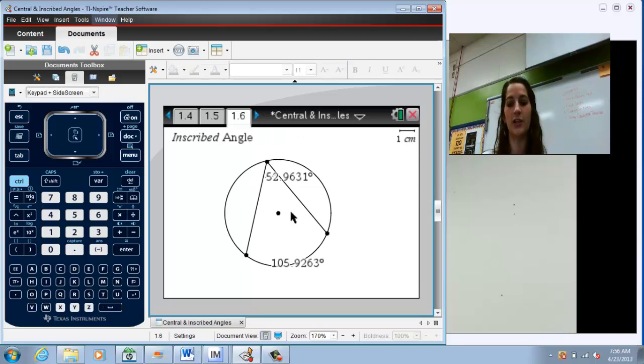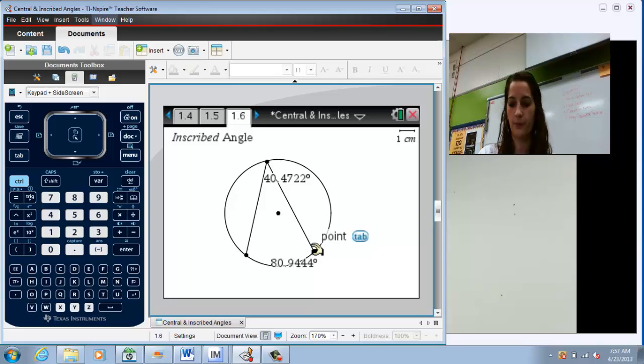An inscribed angle. Again, the vertex is on the edge of the circle, and the sides are chords of the circle. And as you can see, if we grab one of these endpoints, the inscribed angle, which is this angle here, seems to be about half that of the intercepted arc.